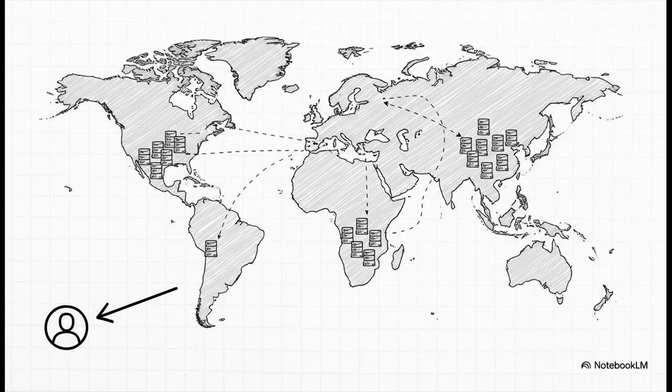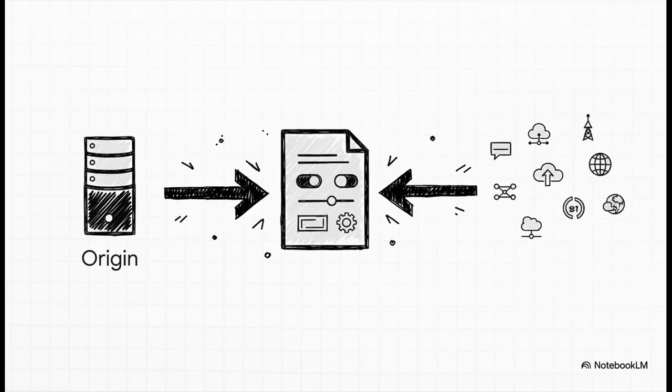All right, next up, edge locations. You'll also hear these called POPs, which is short for points of presence. And these are those warehouses we were just talking about. AWS has literally hundreds of these data centers scattered across the globe in all the major cities. Their one and only job is to hold a cached copy of your content. So whether your user is in Tokyo or London, your stuff is right there, just around the corner, ready to be delivered instantly.